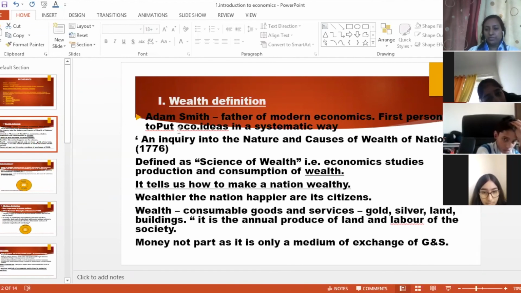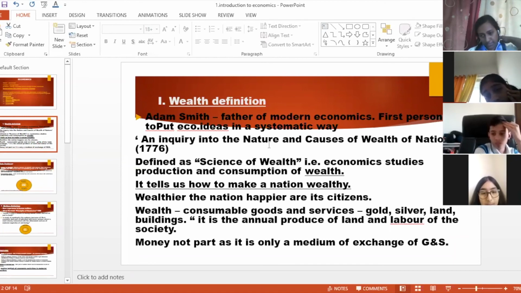This book was published in 1776. It is written here on the PPT: An Inquiry into the Nature and Causes of the Wealth of Nations. This can easily become a 1-mark question: name the book.